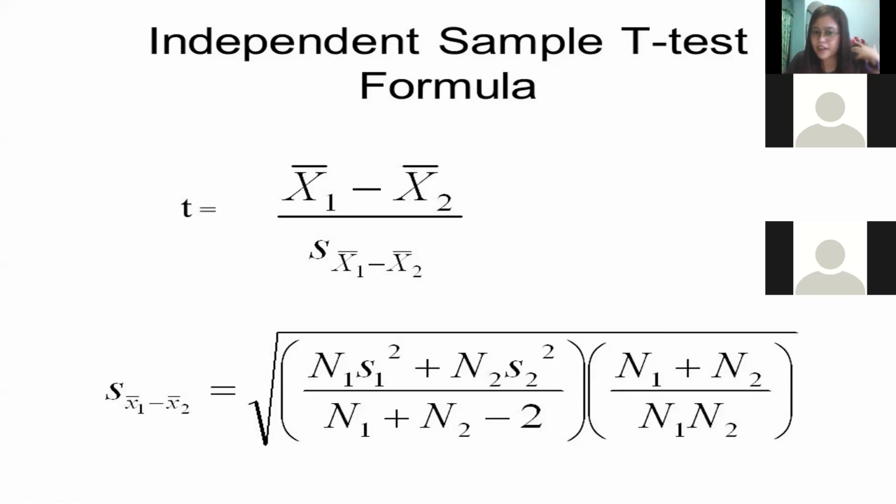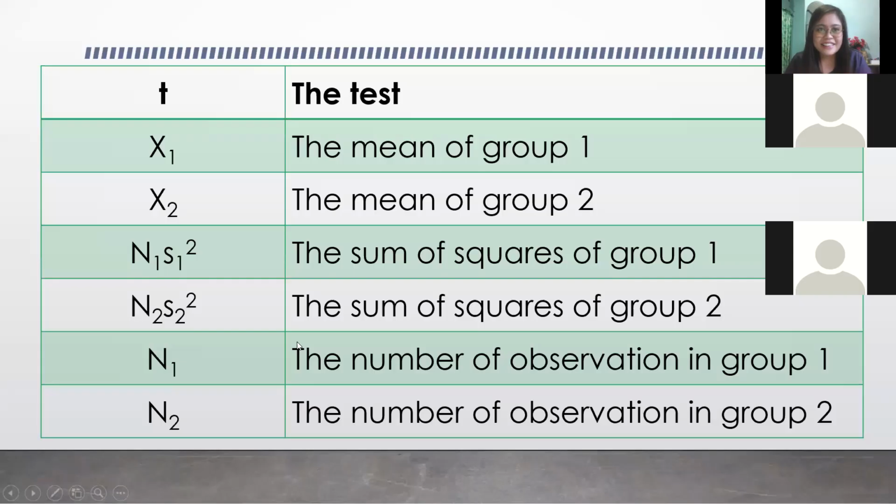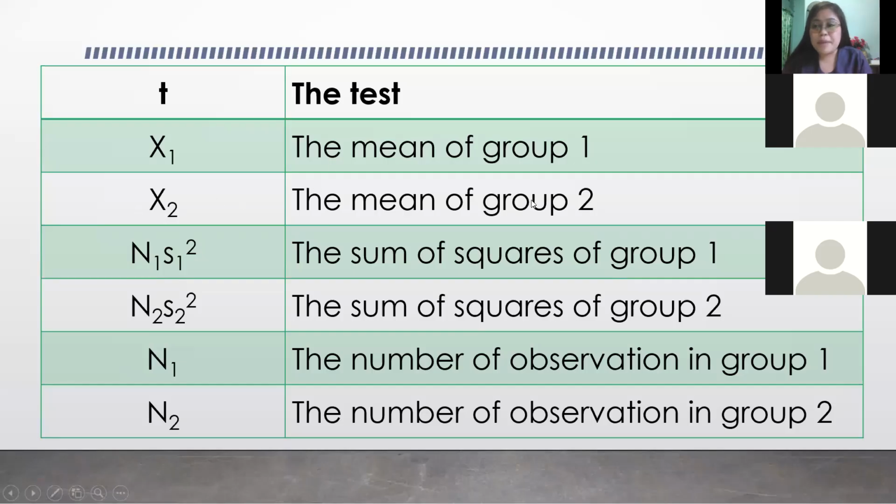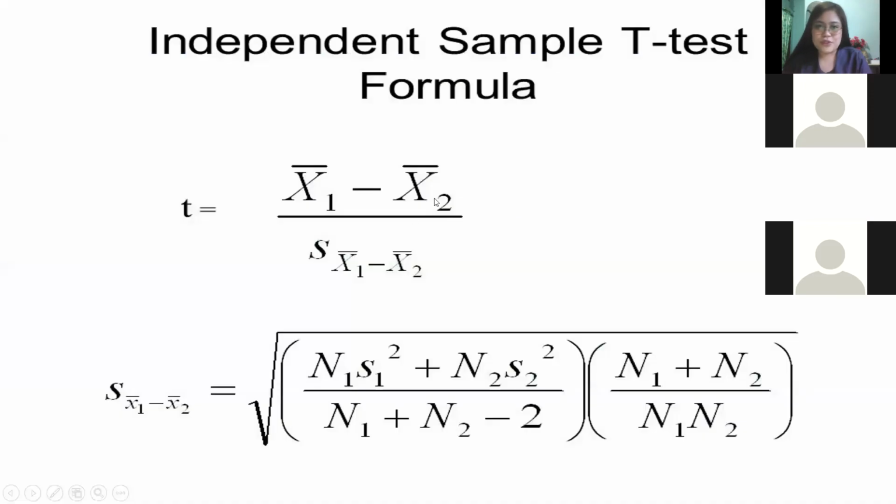the n2s2 squared divided by n1 plus n2 minus 2, times n1 plus n2 divided by n1 times n2. Okay? So, sa meaning na nila, x1 refers to the mean of group 1. Remember, t-test is used to test the difference between two groups. So, the x1 there is the mean of your group 1. And then the x2 is the mean of your group 2. So, mean ha kay parametric test man ta. So, we will be using the mean.